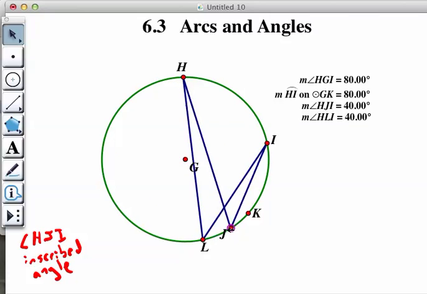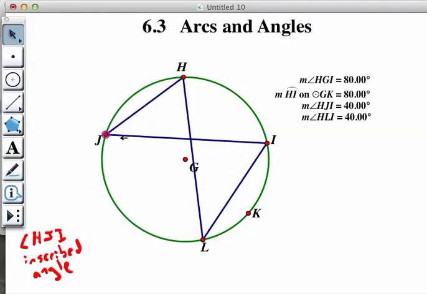And again, it doesn't matter where I move these inscribed angles to. If I bring them together, we see they are in fact the same. And if I move them around the circle, the measures don't change at all.